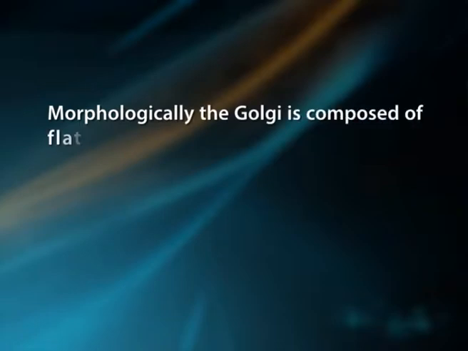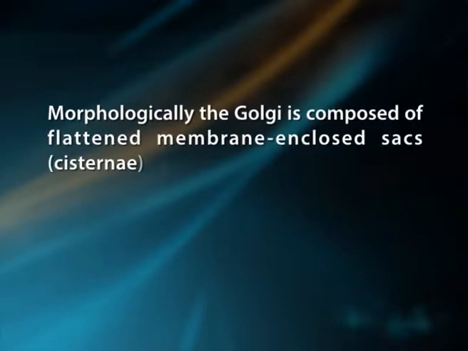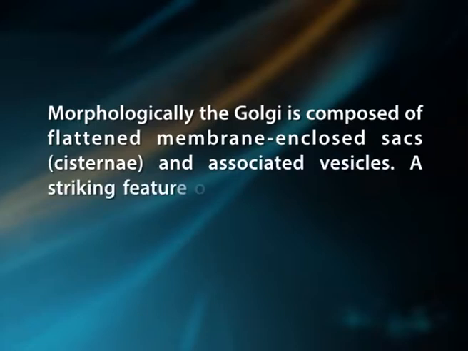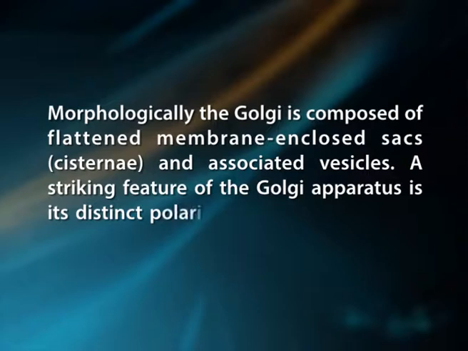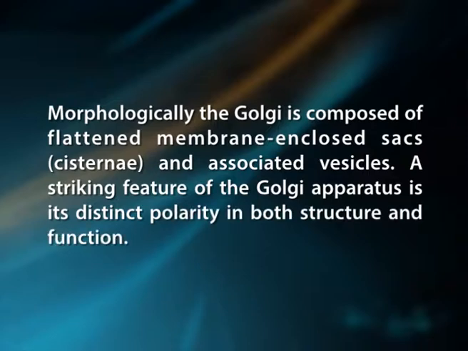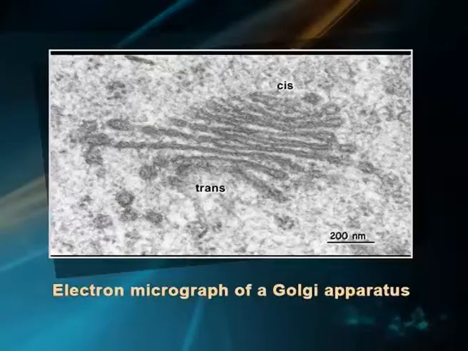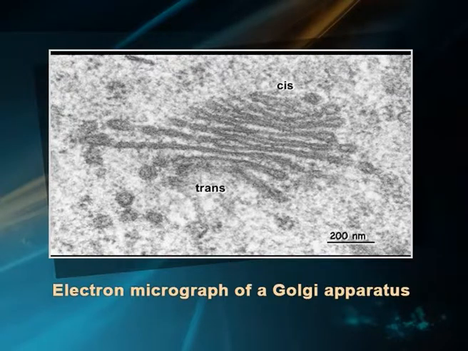Organization of the Golgi. Morphologically, the Golgi is composed of flattened membrane-enclosed sacs and associated vesicles. A striking feature of the Golgi apparatus is its distinct polarity in both structure and function. Proteins from the endoplasmic reticulum enter at its cis face, which is convex and usually oriented towards the nucleus. They are then transported through the Golgi and exit from its concave trans face. As they pass through the Golgi, proteins are modified and sorted for transport to their eventual destinations within the cell.